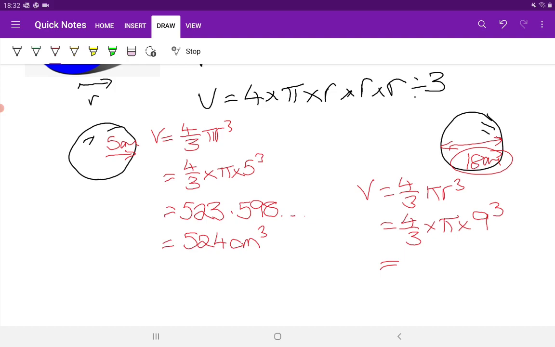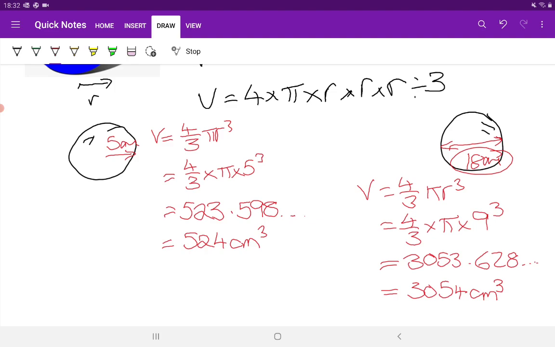And remember, you can type that into your calculator whatever way you find easiest. It might be that you write 9 times 9 times 9. And I get 3,053.628. And again, I'm just going to round that to the nearest whole number, so 3,054. And again, that was in centimetres, so cubic centimetres.